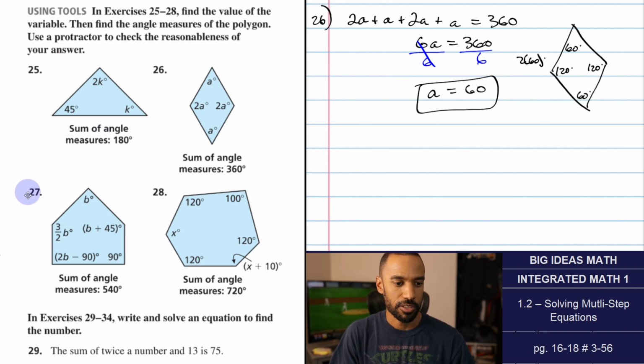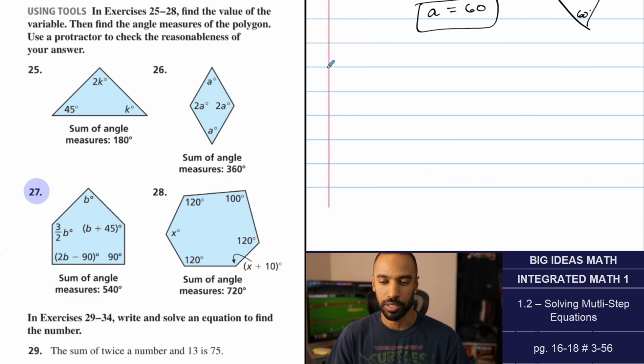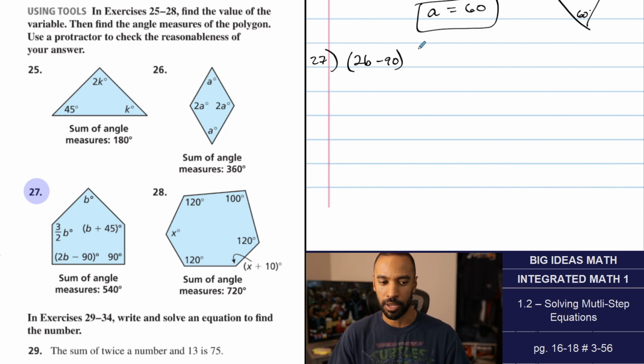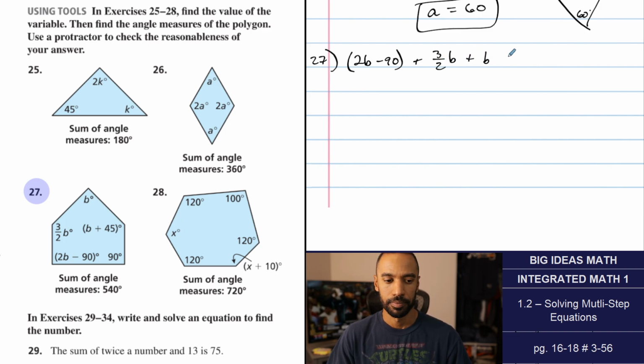Number 27, we have the sum of this pentagon, and the sum of a pentagon adds to 540 degrees, at least the interior angle sum. So I have a 2b minus 90. That's treated as one angle measure. They put parentheses for the degree's sake, but I want to make sure that you see that that's representing one angle measure. Plus 3 halves b, plus b, plus b plus 45, plus 90. All together, they add to 540.